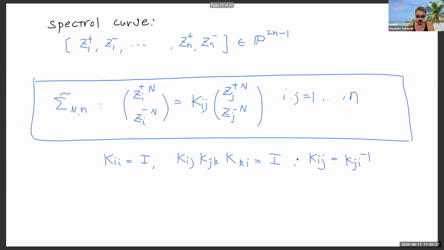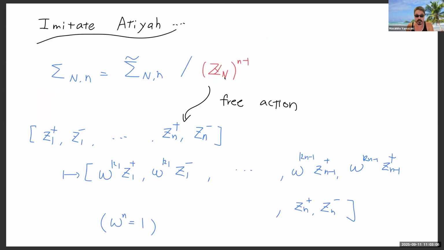Now let's try to imitate what Atiyah did. The spectral curve takes values now, instead of P3, in P^{2n-1}, with 2n coordinates. Inside these 2n coordinates, you impose a condition: you take a pair i and j, and z_+ z_- of i is related to z_+ z_- of j with some coefficient k_ij, which satisfies some consistency conditions. This is the spectral curve they found. If you want to imitate what Atiyah did, you should first take a quotient by Z_N to the power n minus 1. Previously one copy of Z_N, but now we take multiple copies, and we take a quotient similarly by multiplying each z_i^+ and z_i^- by some root of unity. Again, this is a free action, and it defines some curve.